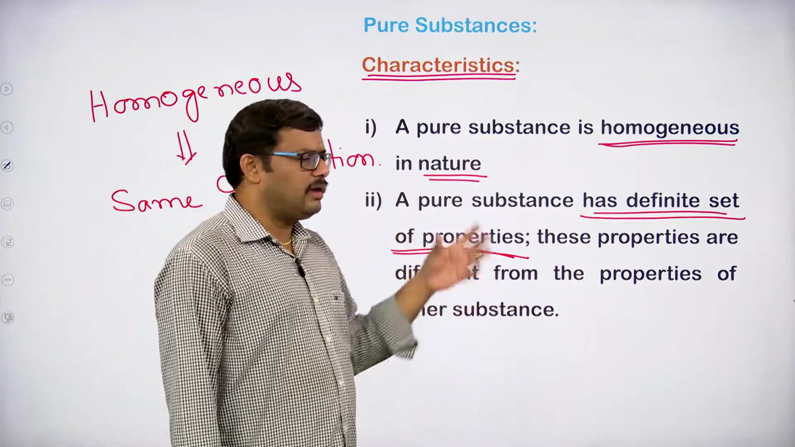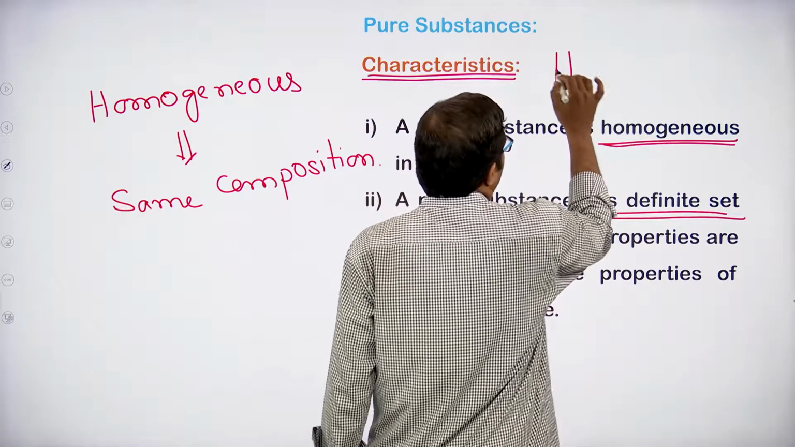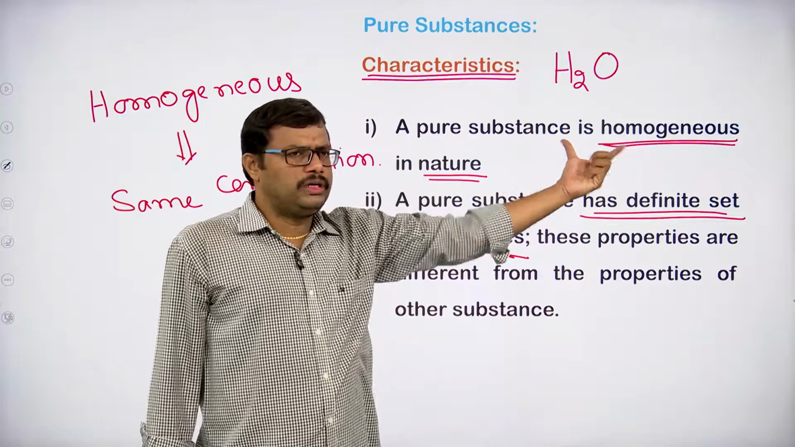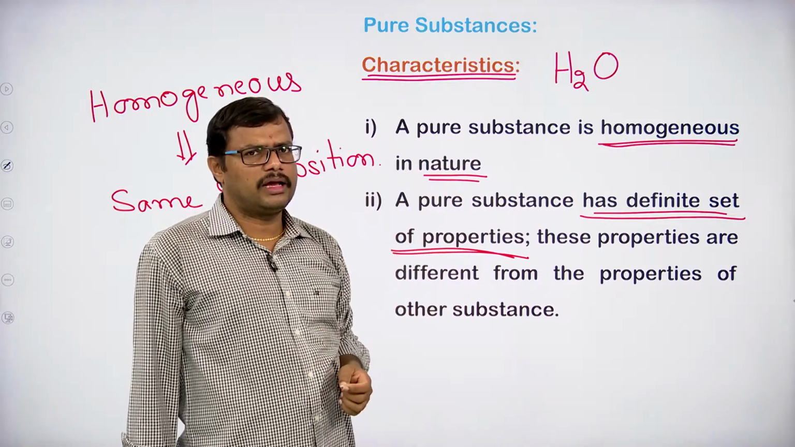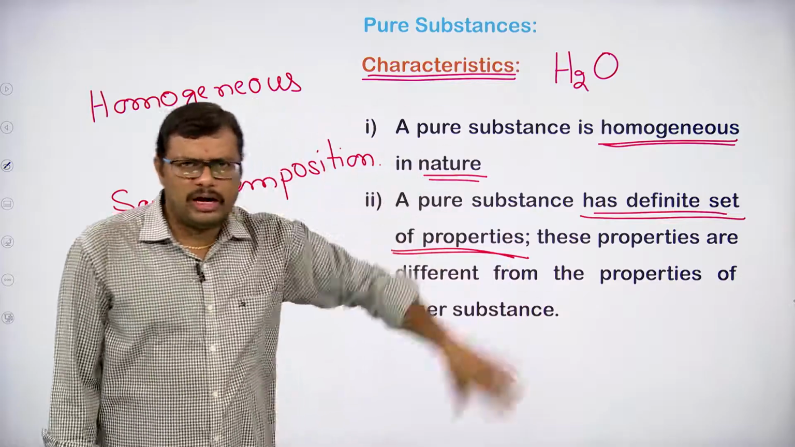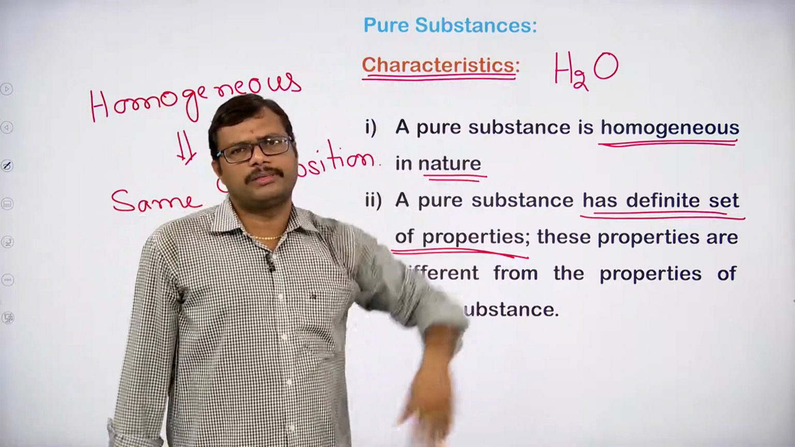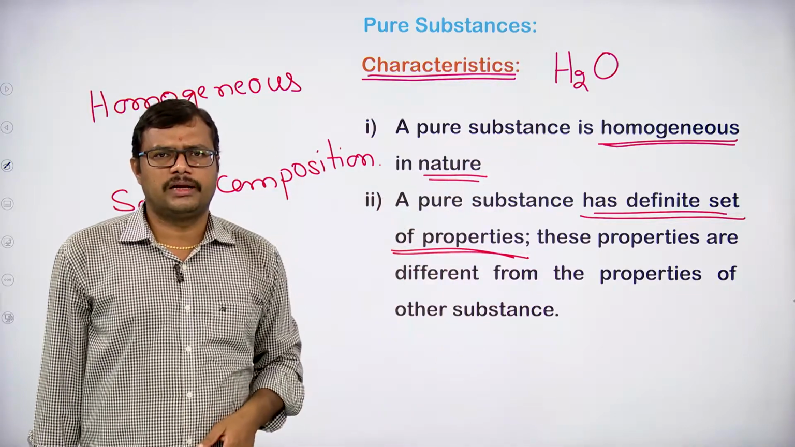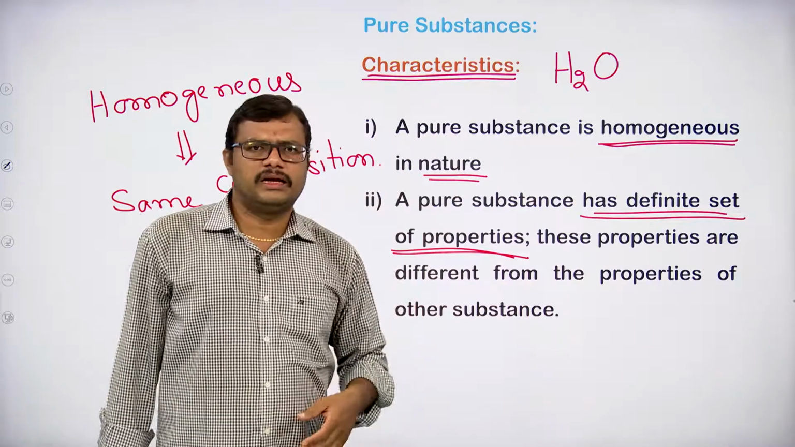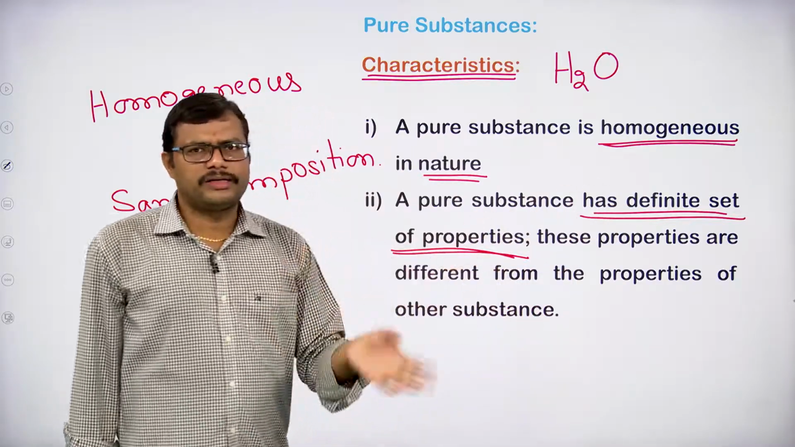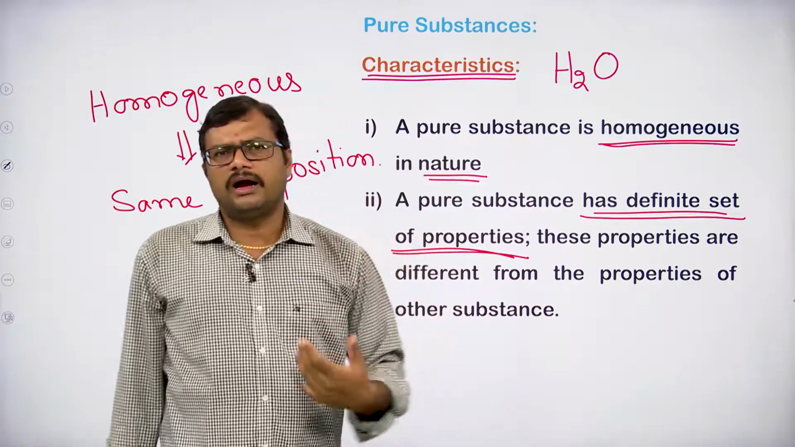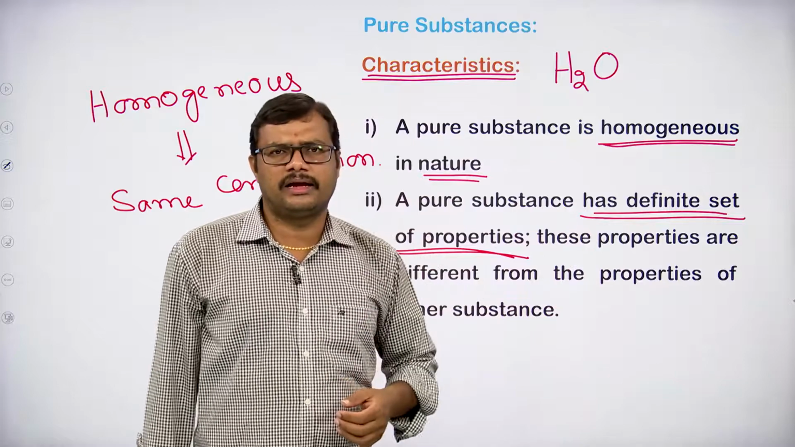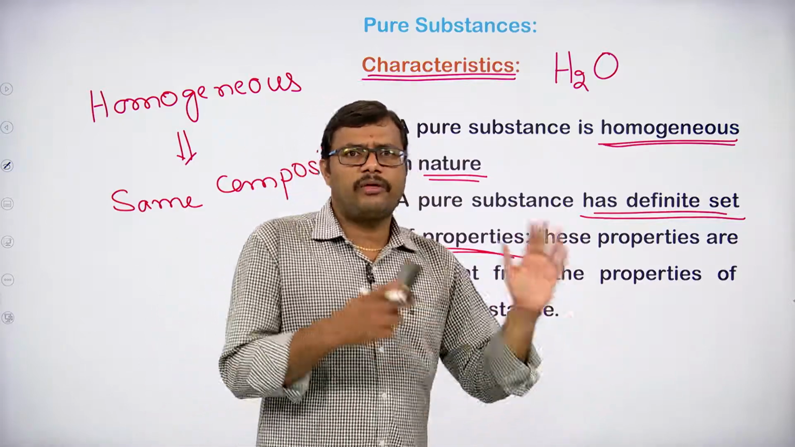For example, if I am taking water as a pure substance, it will be homogeneous throughout the water that I have taken. If I am taking 1 liter of water, within that 1 liter we have only water molecules, no other particles are present, okay. And when I cool it, it will freeze at 0 degrees centigrade. When I heat it, it boils at 100 degrees centigrade. So the properties of water are fixed. If any impurity is present in the water, it is not going to freeze at exactly 0 degrees, and it does not boil exactly at 100 degrees centigrade. So there will be a fluctuation in the boiling point and melting point.